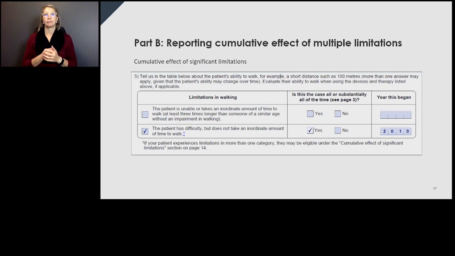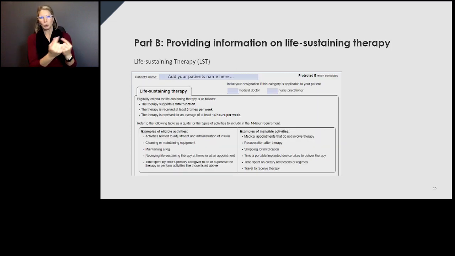A patient with limitations in more than one category may qualify under the cumulative effect of significant limitations on page 14. Generally, this would be used when the patient has limitations across 2 or more categories. Life-sustaining therapy has a unique set of criteria to qualify for the DTC. In this section, answer the questions that are applicable to your patient.